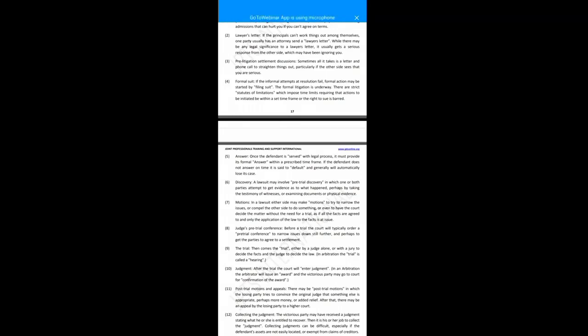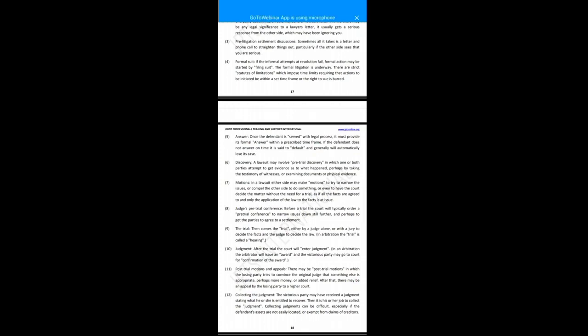So, collecting the judgment. The victorious party may have received a judgment stating what he or she is entitled to recover. Then it is his or her job to collect the judgment. Collecting a judgment can be difficult, especially if the defendant's assets are not easily located or are exempt from claims of creditors.